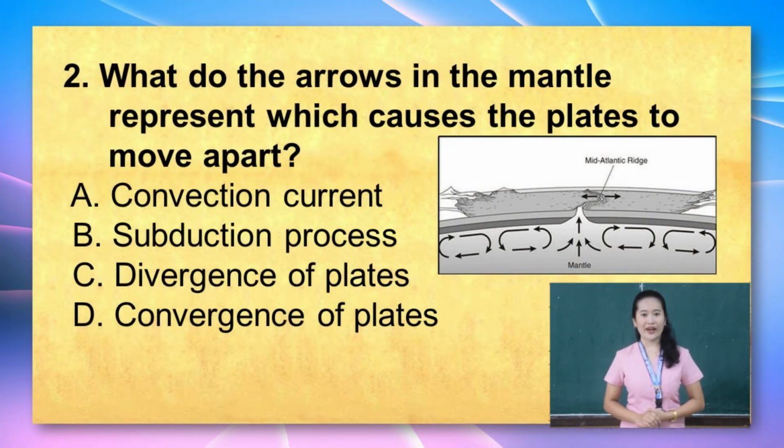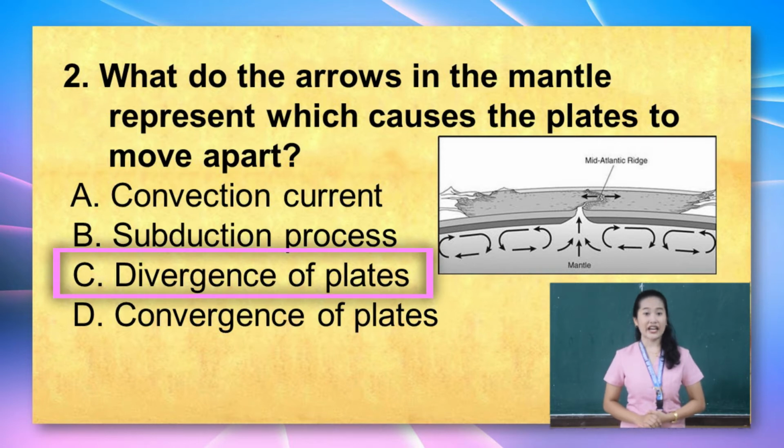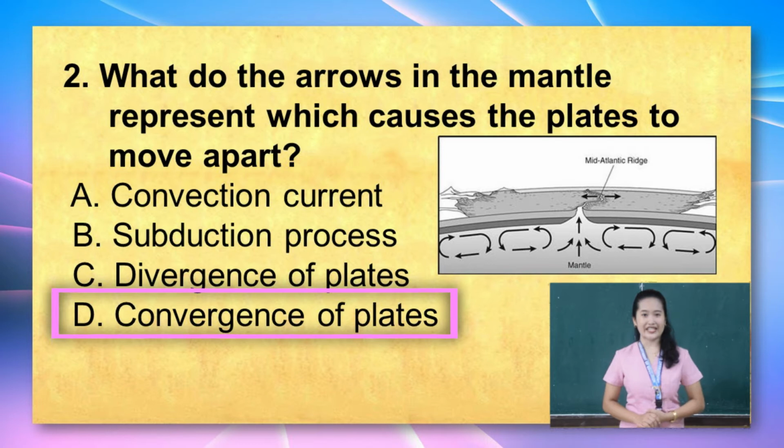2. What do the arrows in the mantle represent which causes the plates to move apart? A. Convection current. B. Subduction process. C. Divergence of plates. D. Convergence of plates.